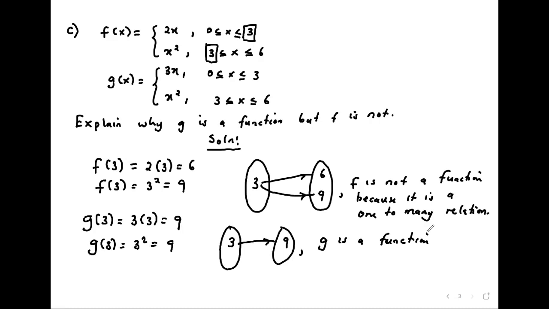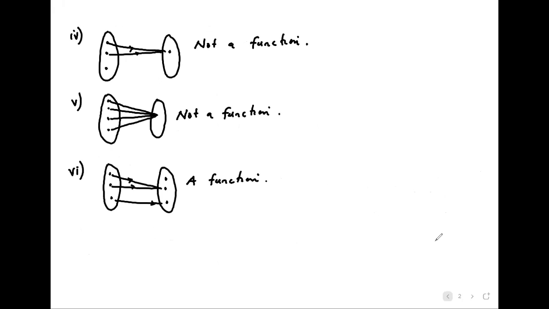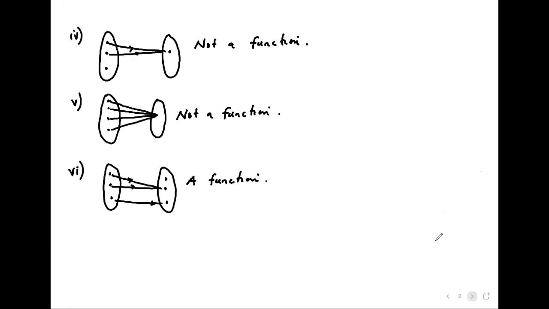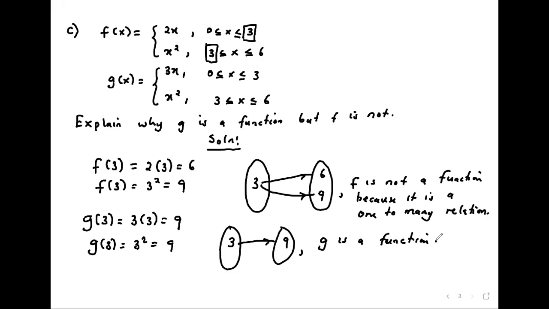Sir, hello. Since a one-to-many is not a function, a many-to-one is a function. A many-to-one is a function, but a one-to-many is not a function because of this definition here: a function is a rule that maps each element of the domain to a unique element of the image. Oh, okay. Thank you. Yes. So this is how I've disqualified F and qualified G.